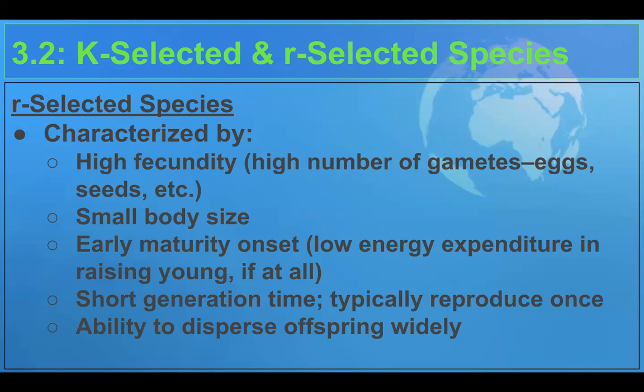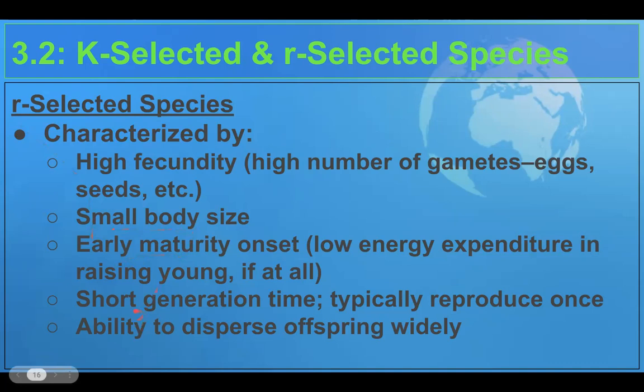So the strategies used by an organism to reproduce. R-selected, I try to always emphasize the lowercase r. These are going to be smaller animals, so you can kind of use that as a bit of a clue. And these types of species have what is called high fecundity. So they release large numbers of gametes like eggs or seeds if we're talking about a plant. They typically have a small body size, and because they're smaller, they're going to have an earlier maturity onset. So it doesn't take a whole lot of energy to raise the young.